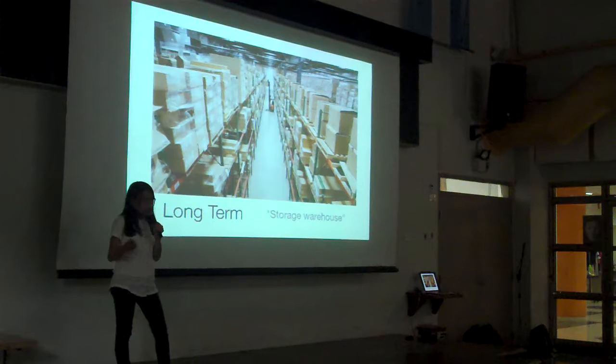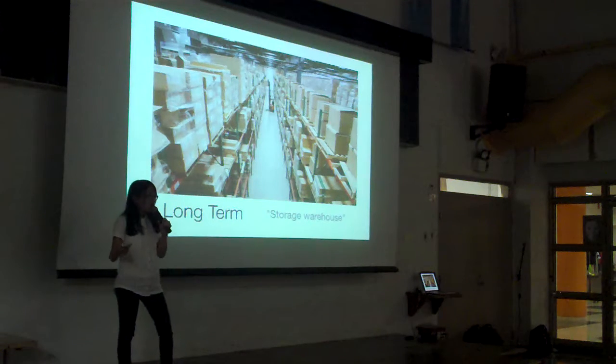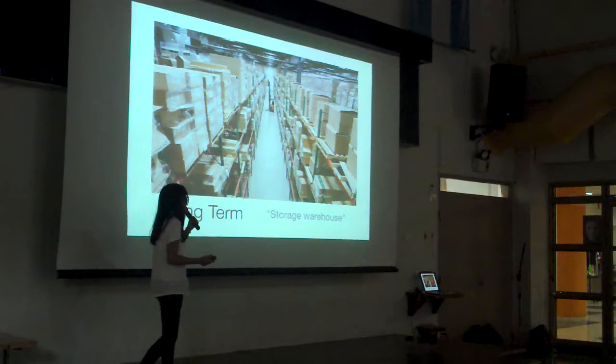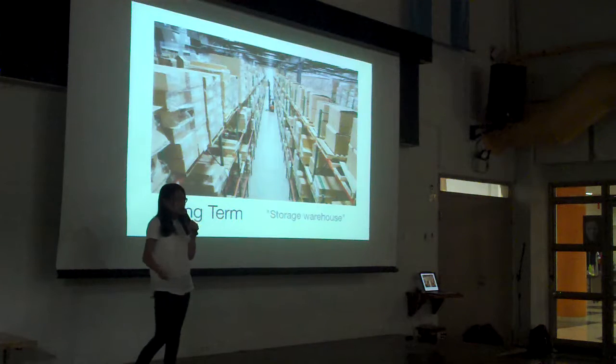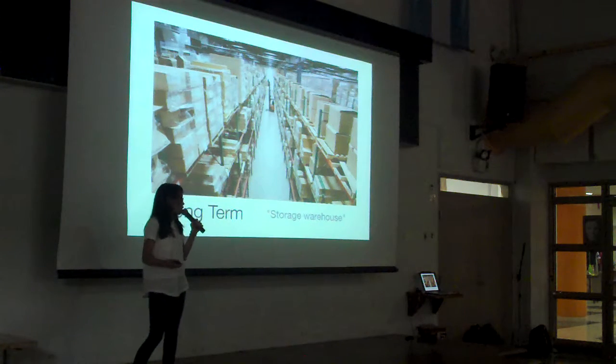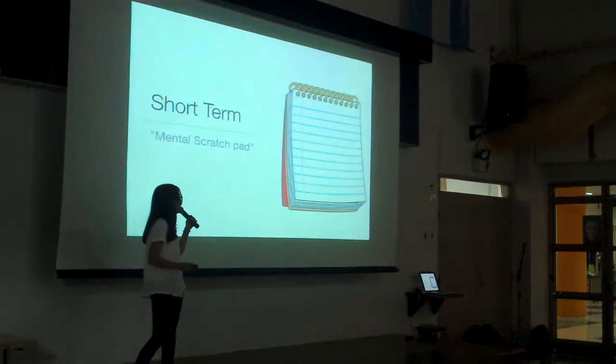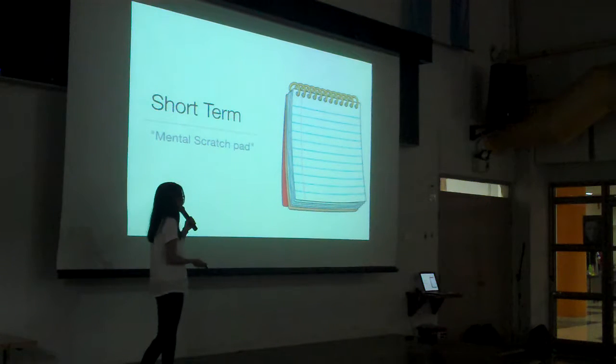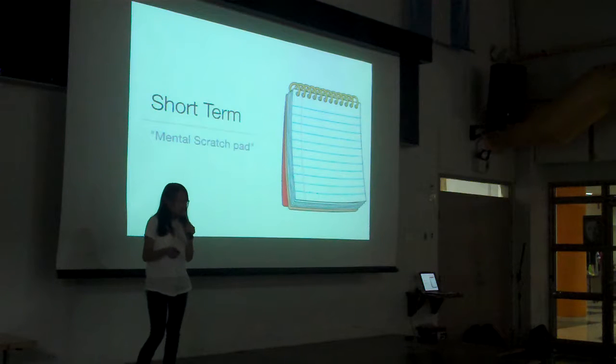The basics of memory. You've probably all heard of long-term memory and short-term memory. Long-term memory is stuff you know really well, like 1 + 1 = 2. A good analogy for this would be a storage warehouse with all your memories. Short-term memory, on the other hand, is more like a mental scratch pad. Stuff you're working on at that moment, you'd write it down. The activity we just did, that's short-term memory.